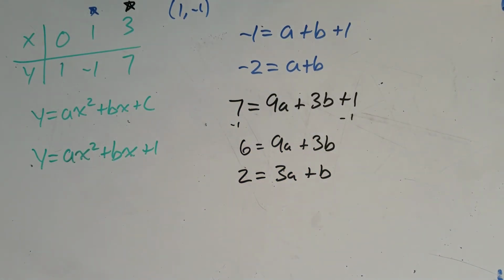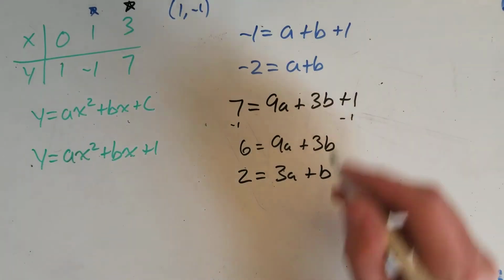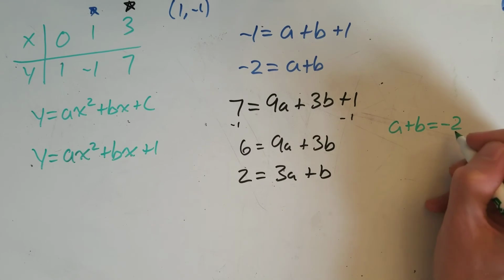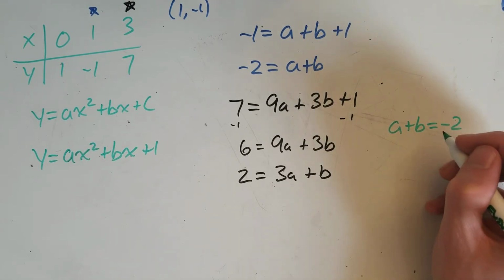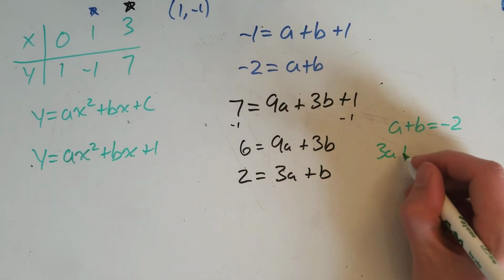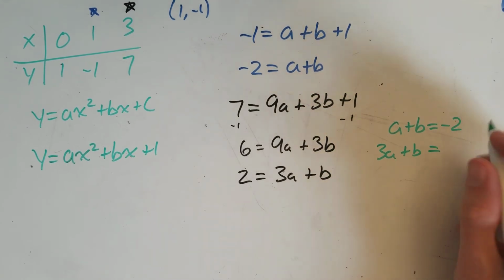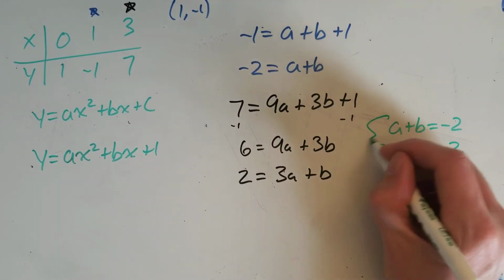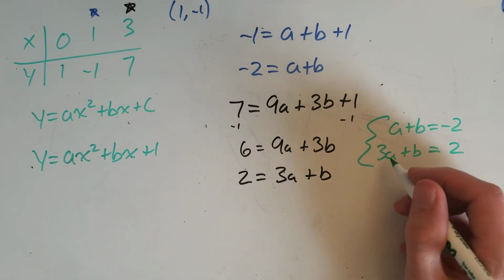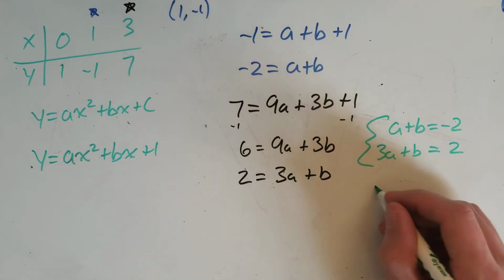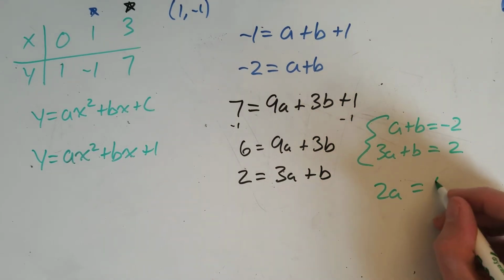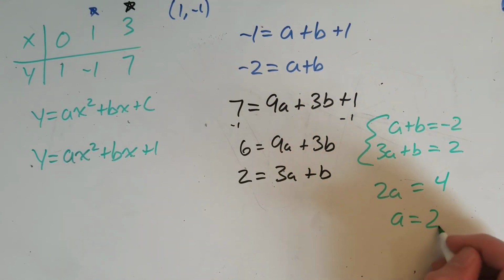So let's go with this. We have a plus b is equal to -2. Then we have 3a plus b is equal to +2. Let's do the second equation minus the first equation. So 3a minus a is 2a, b minus b is 0, 2 minus -2 is +4, so a should equal 2.